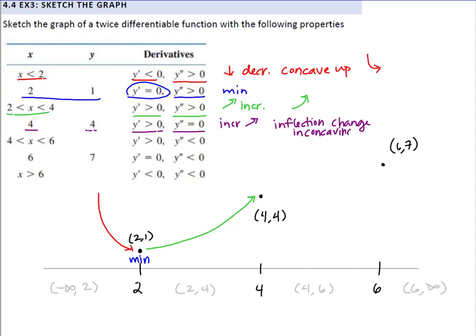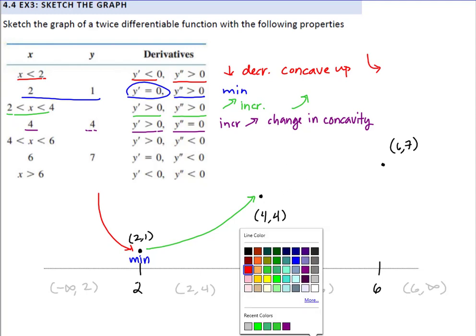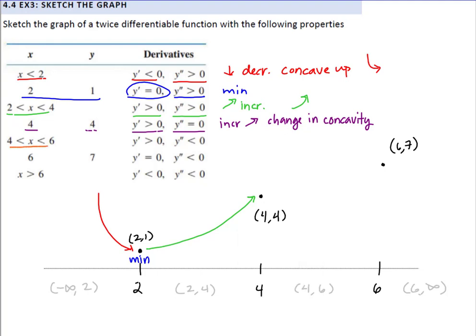So I might expect concave down to occur next. I can't be certain. Let's continue moving along within our problem here. So on the interval from 4 to 6, first derivative is greater than 0, so it is still increasing. But now my second derivative is less than 0. So that is concave down. Concave down, increasing, is going to curve sort of like that.